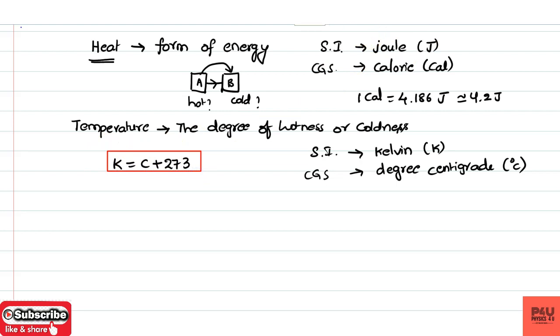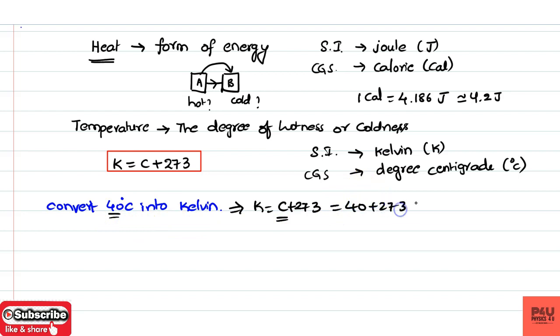So in the examination, they may give the questions like convert 40 degree centigrade into Kelvin scale. You can convert this using this formula. So how will you convert? K is equal to C plus 273. So in the place of C, I have to substitute 40. So 40 plus 273. So it will give 313 Kelvin.